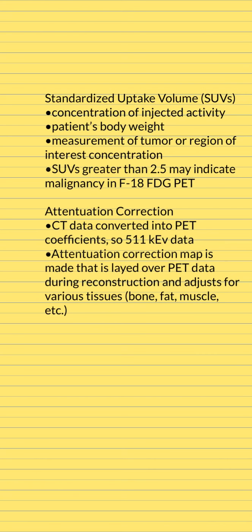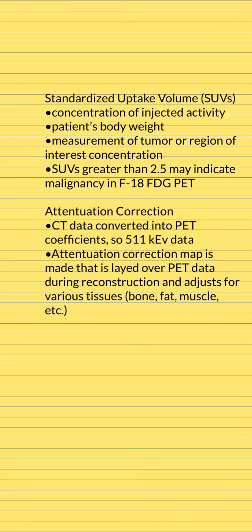SUVs are a measurement tool that your radiologist can use to see if things have changed in the body, or how much activity is concentrated in a certain organ or region of interest. It might not even be your entire organ you're trying to figure out how much activity is in. It might be a certain lobe of your lung, or a certain section of your stomach, or whatever the case may be. You can do an SUV value anywhere in your body.